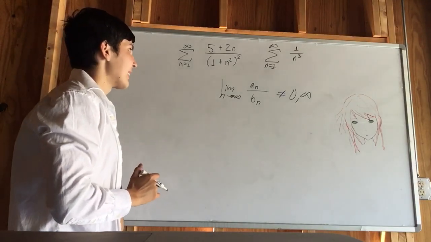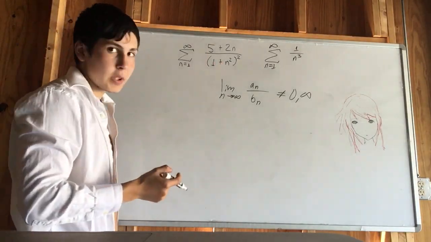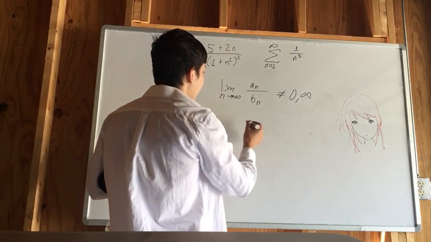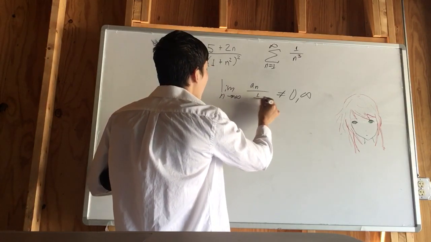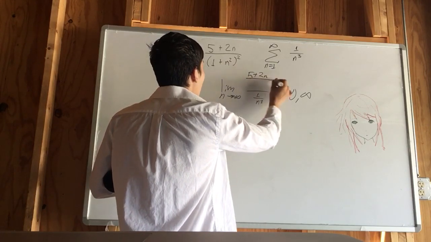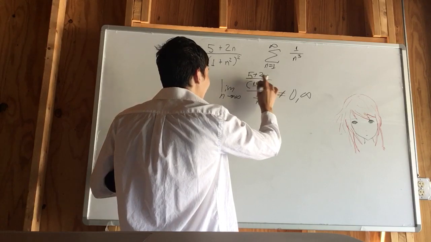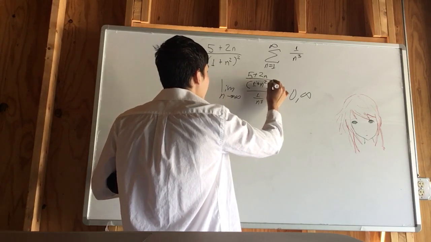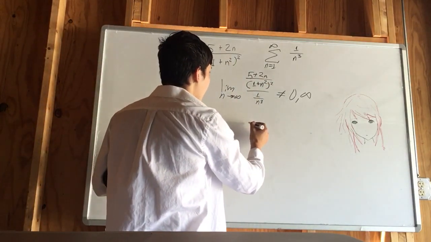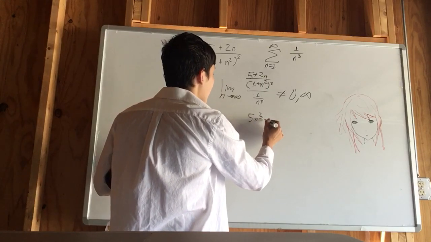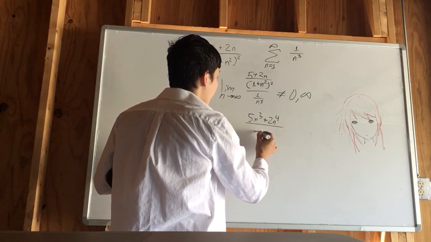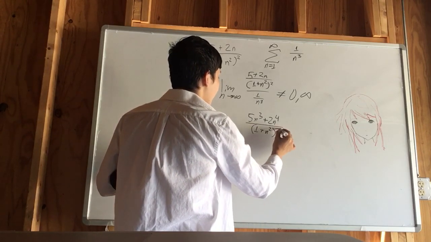With this one, we're not looking to see if that one's greater or less than. That's just a normal comparison test. With this one, we take the limit as n approaches infinity. So b sub n is 1 over n cubed, and a sub n is (5 plus 2n) over (1 plus n squared) squared. Now we can multiply by the reciprocal when we divide.